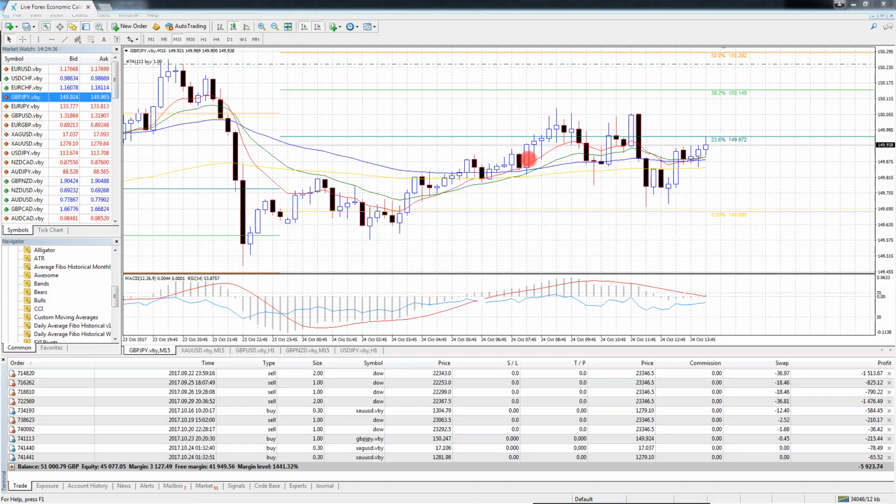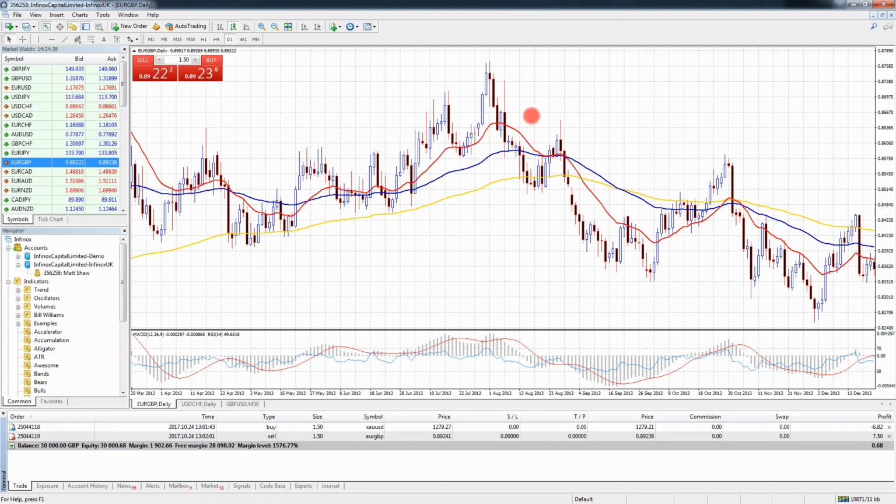Now I do like the longer term time frames for these. You can trade this on any time frame. Obviously the longer term time frames for these, I feel they're a lot stronger. I've traded them sometimes on a 15-minute chart, a 30-minute chart.